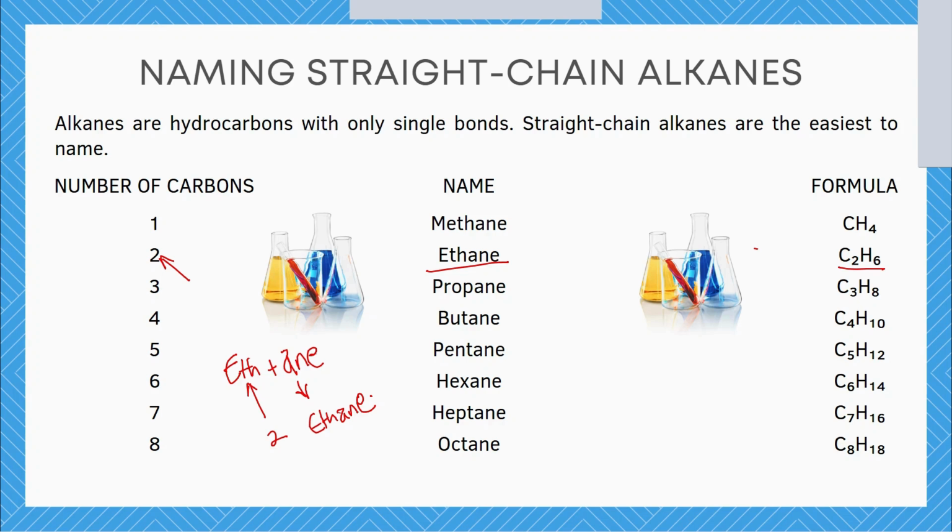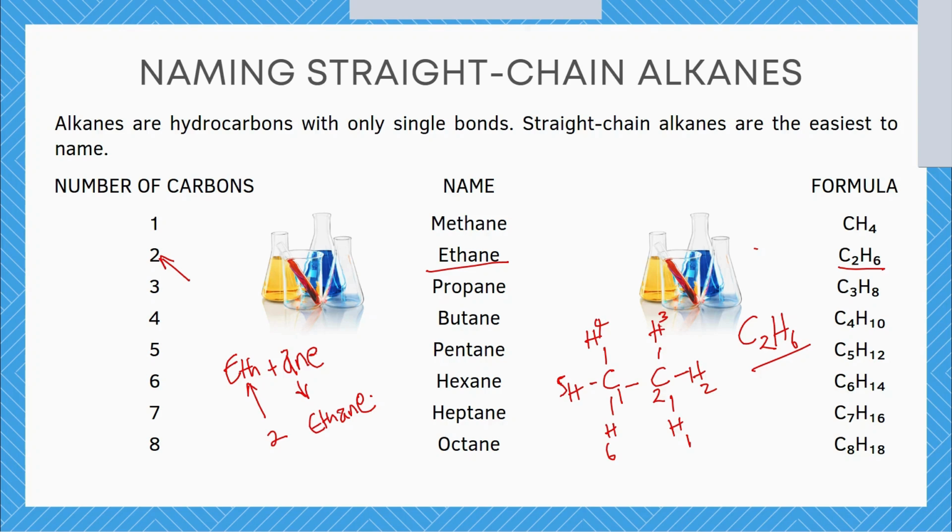So now let's draw the structure. To draw the structure of ethane, we have two carbon atoms, and then hydrogen atoms attached to all the vacant positions. Now that I've shown you the structure of ethane, let's count the number of carbon atoms. We have 1 and 2, so that gives us C2. And then we have 1, 2, 3, 4, 5, 6 hydrogen atoms, C2H6.